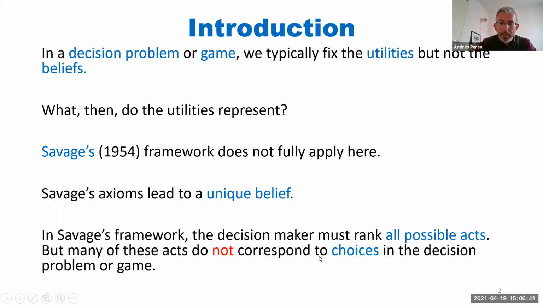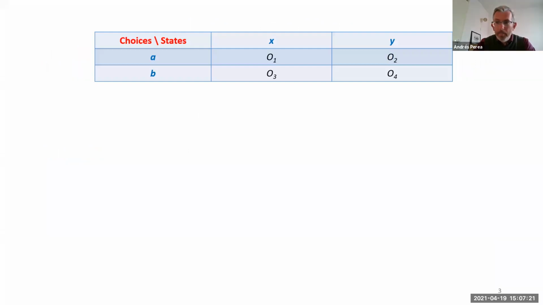A second problem that I would like to point out is that in Savage's framework, the decision makers are required to have preferences over all possible acts, so over all possible mappings from states to consequences. And that is also a problem, because many of these acts do not really correspond to decisions in the decision problem, or, in a game, to strategies or actions. Because there are these two problems, there is something to think about here. And that's exactly where this paper comes in.